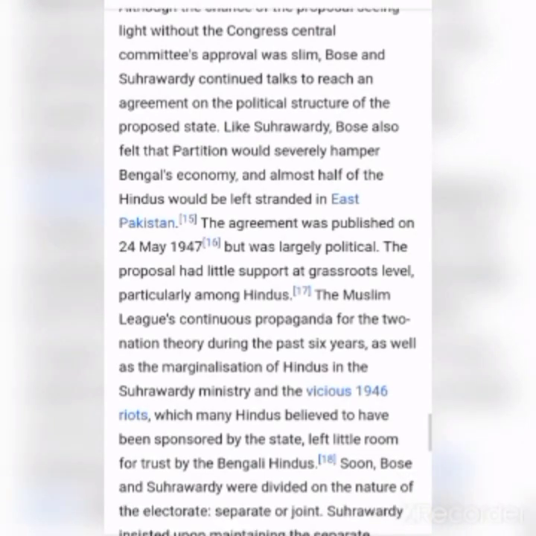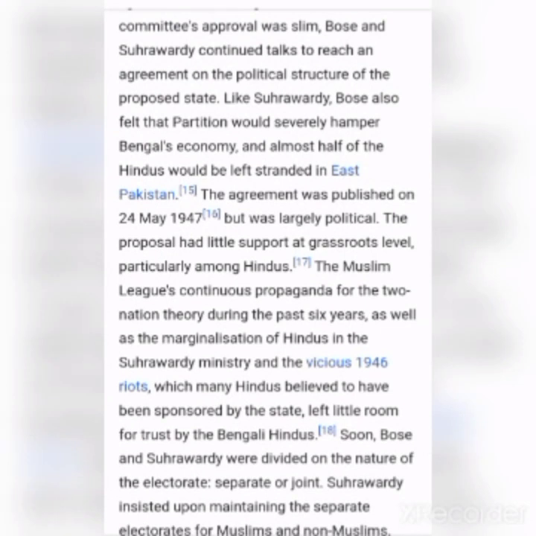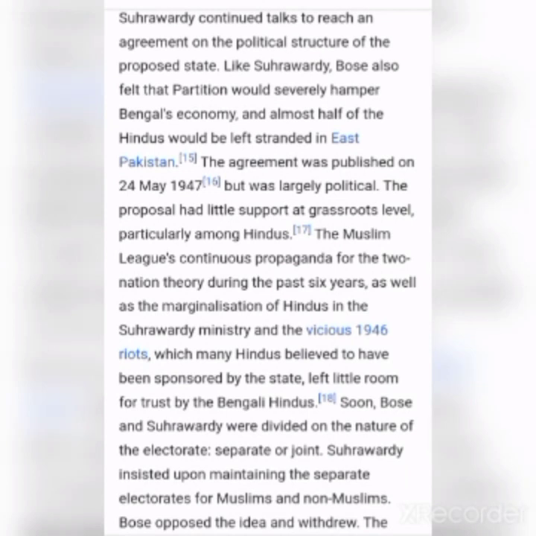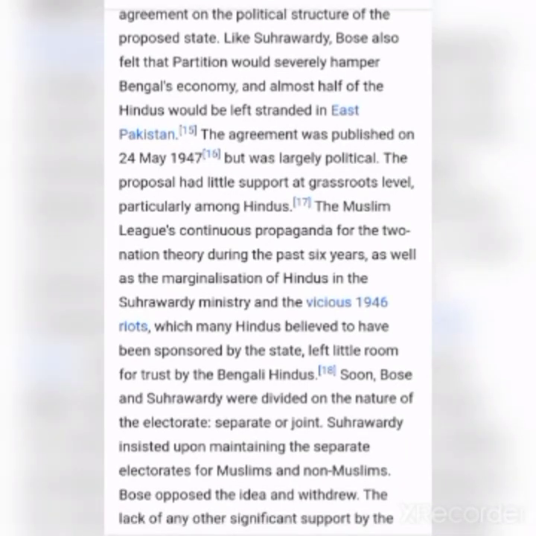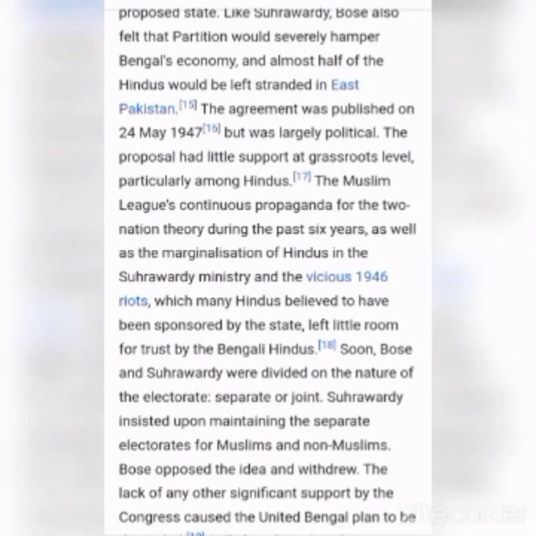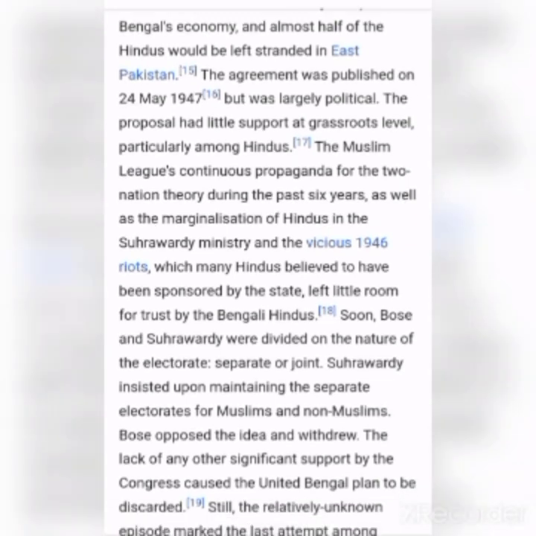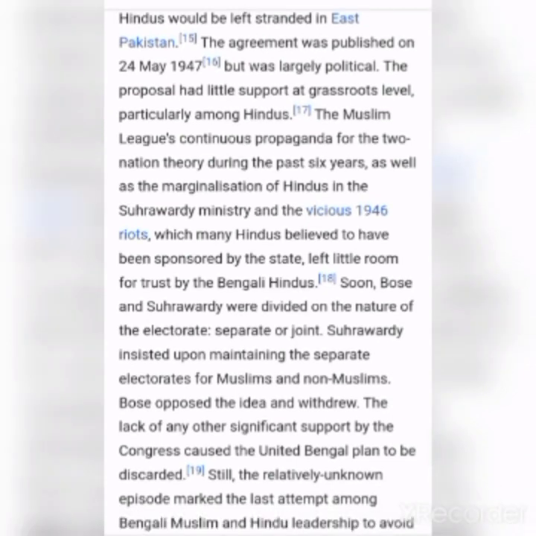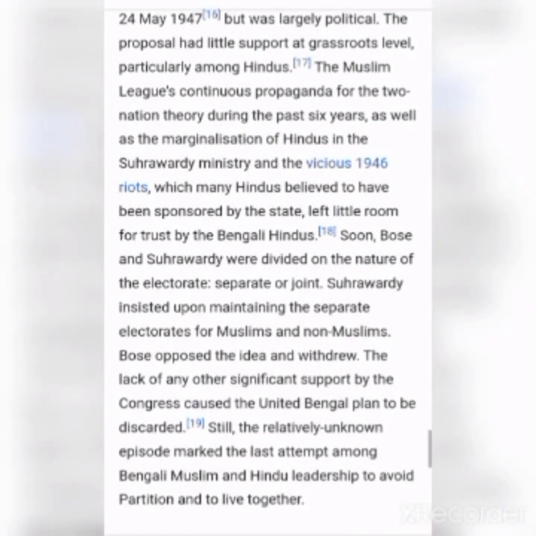The proposal had little support at grassroots level, particularly among Hindus. The Muslim League's continuous propaganda for the two-nation theory during the past six years, as well as the marginalization of Hindus in the Suhrawardy ministry and the 1946 riots, which many Hindus believe to have been sponsored by the state, left little room for trust by the Bengal Hindus.